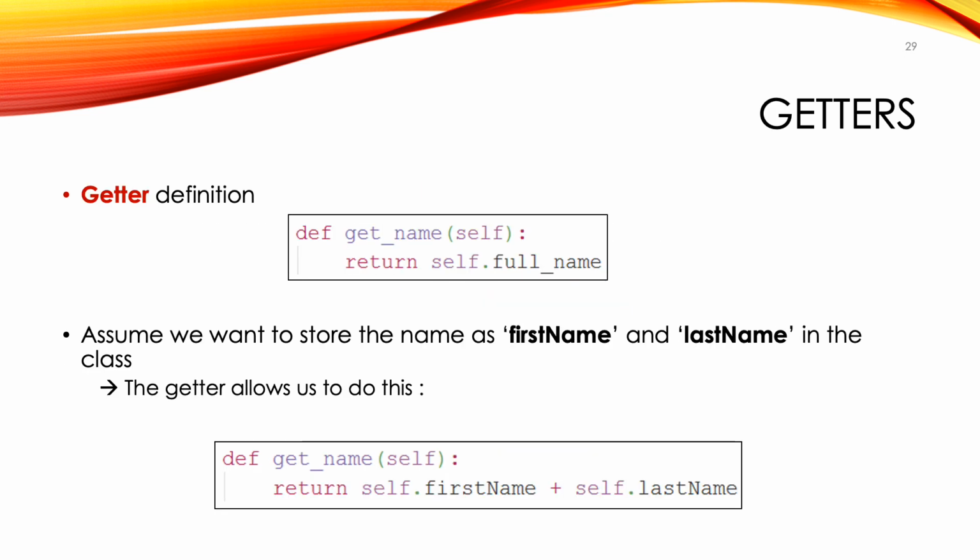Now we have two versions of getName. In the first one, we simply return the full name attribute. However, in the second one, you will return a concatenation of the two attributes, first name and last name. They will be returned as one string value.